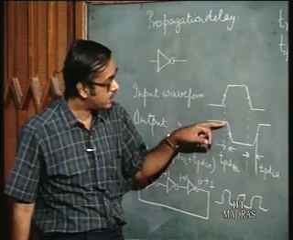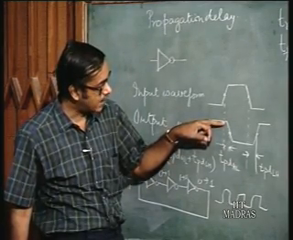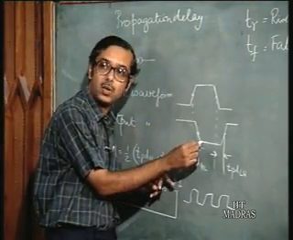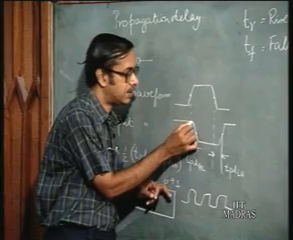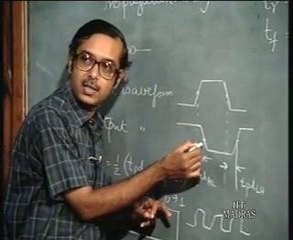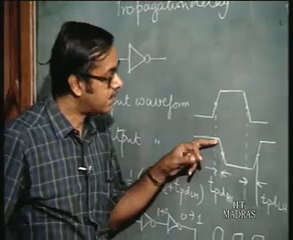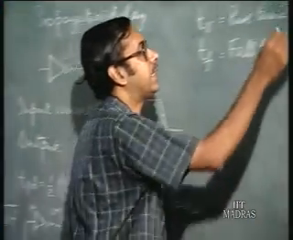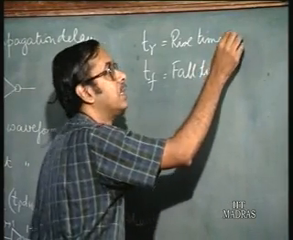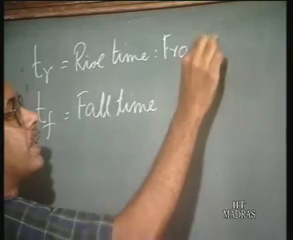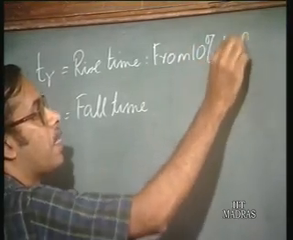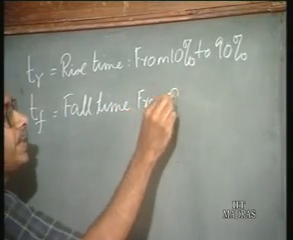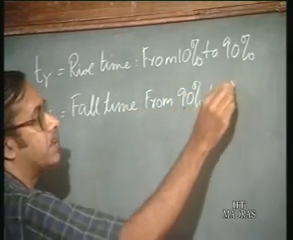Usually it is very difficult to find out exactly the time required for it to fall from logic high to logic low, because the transitions are very slow at the edges. So, usually it is defined in terms of the 90% and 10% points. The rise time is the time required for the waveform to rise from 10% to 90% value, and the fall time is from 90% to 10%.